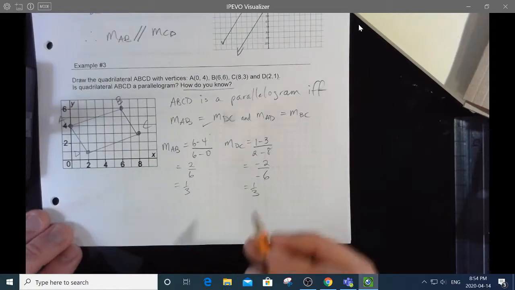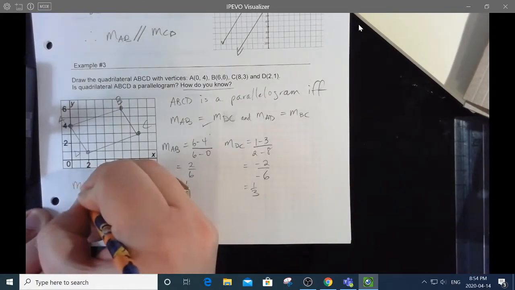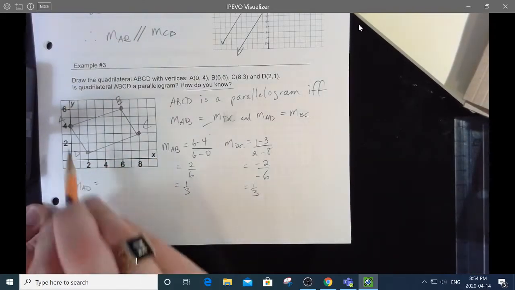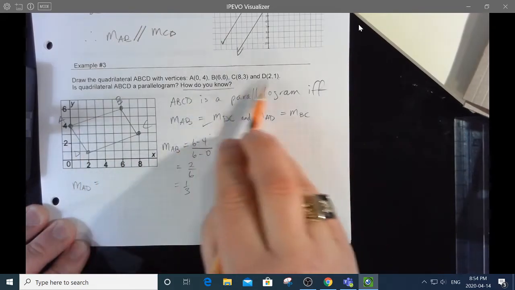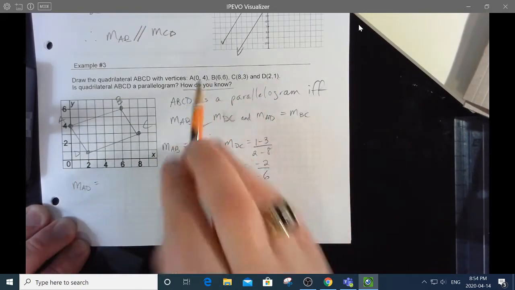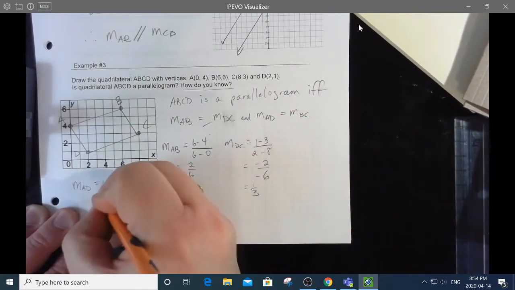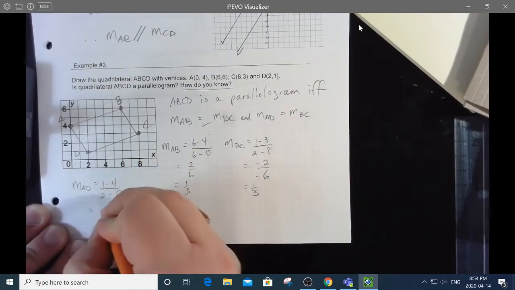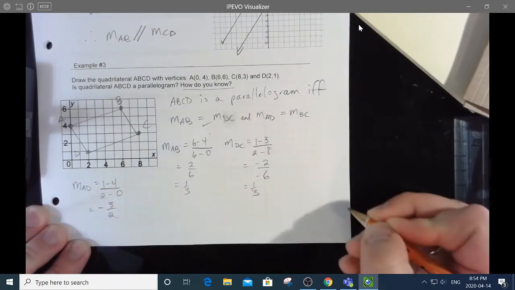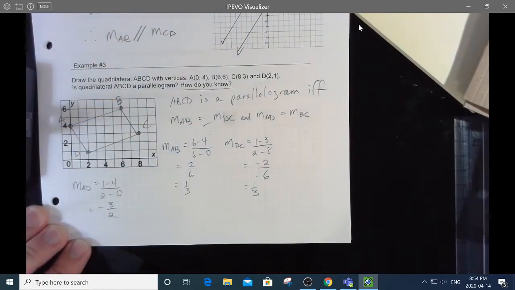So I'm going to work over here. Sorry, I didn't give you a whole lot of room for this one. The slope from A to D. All right, from A to D, I'll make D the second point, so that's 1 minus 4 and 2 minus 0. That is -3/2. Makes sense. It's a downward line. It's got to have a negative slope.